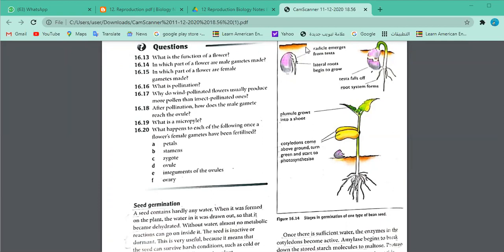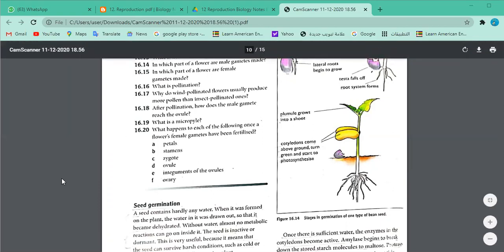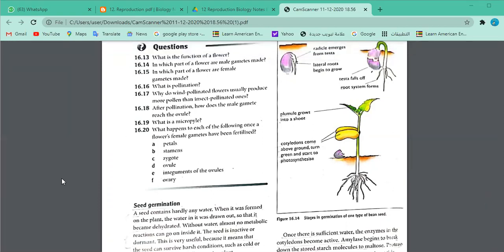What happens to each of the following once a flower's female gametes have been fertilized? A, petals. After they have been fertilized, they fall off. For the stamens, they will also fall off. For the zygote, it starts to develop into an embryo plant. Yes, correct. For the ovule, I think it develops into a seed. Yes, exactly, the ovule develops into a seed.